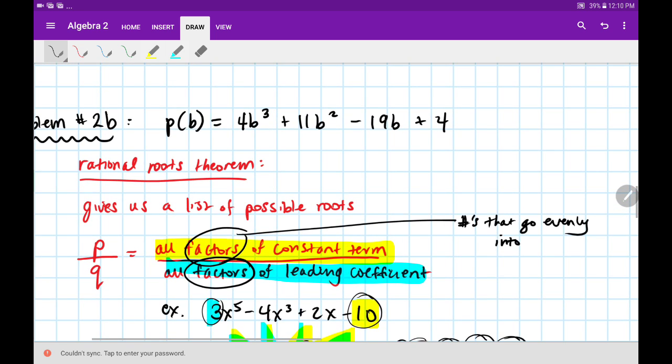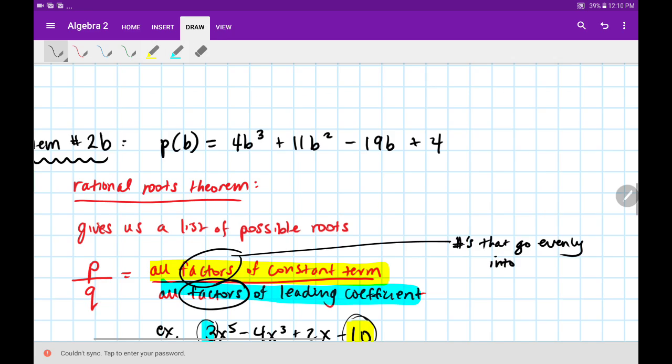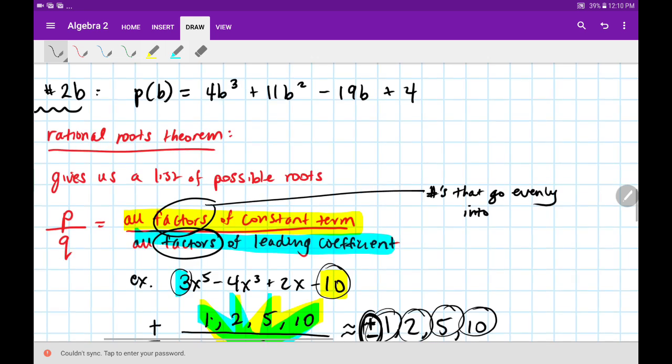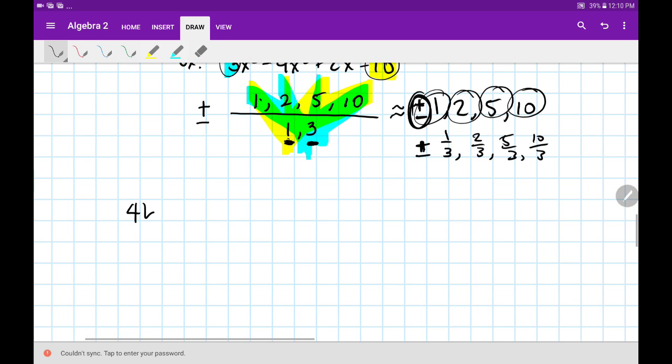So in this case, let's go back to our problem that we're given, which is, I'm going to rewrite it, 4b cubed plus 11b squared minus 19b plus 4. So since I'm not given a starting point, I need to use my rational roots theorem to come up with the possible roots, my possible starting values.